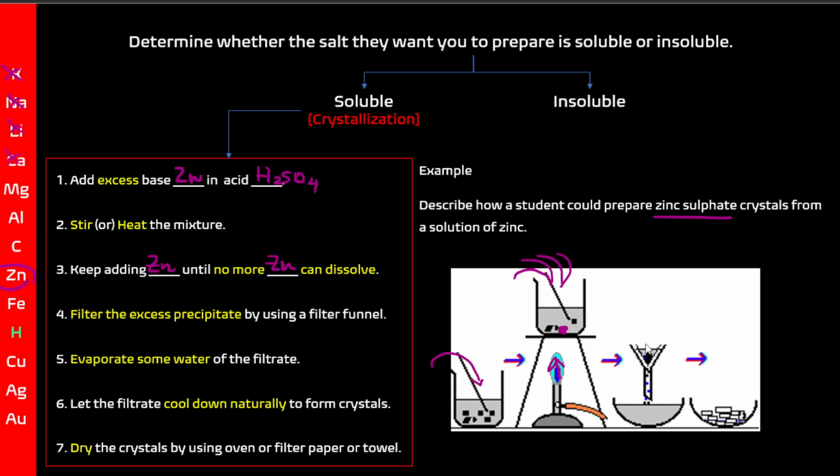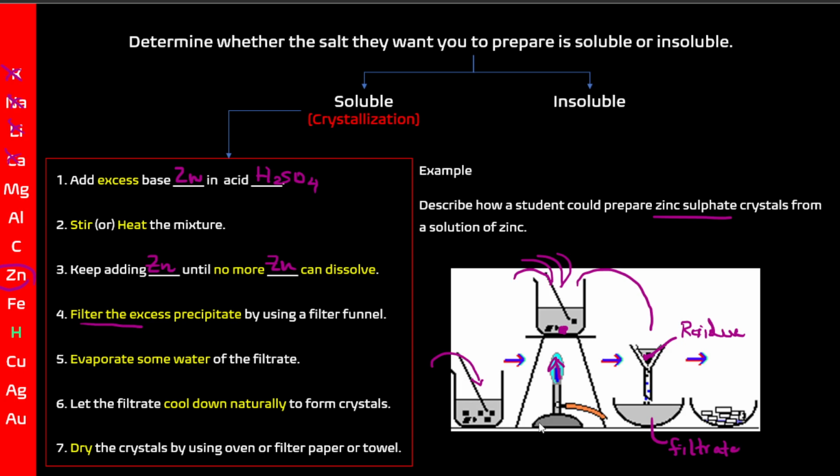So in the next step, we filter off the excess zinc, these ones, right? We're going to pour it down into a filter funnel. Your excess zinc will be left in the filter funnel. Remember, this is called your residue, and this is called your filtrate. Alright, sorry for the bad handwriting.